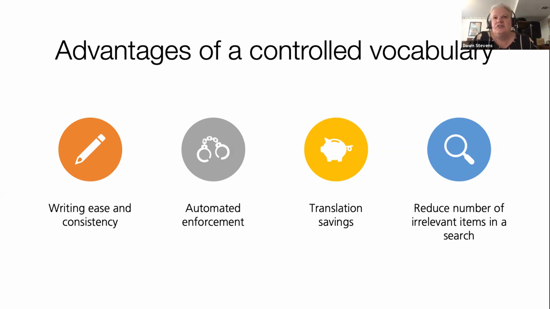That, of course, leads to translation savings, where we know we're using only one word. We can take more advantage of things like translation memory on those word choices, and ultimately, again assuming that our users know what they're looking for, it helps reduce the number of irrelevant items that we might have in a search. There's only one word that you're looking for. We're not going to have a lot of different synonyms and things like that coming into our search. So that could be good.